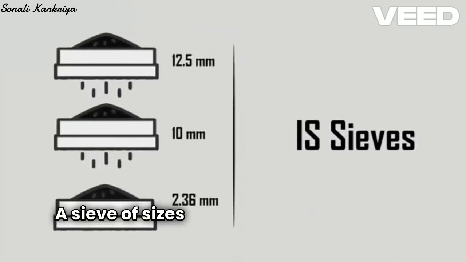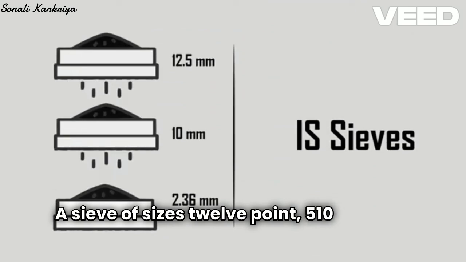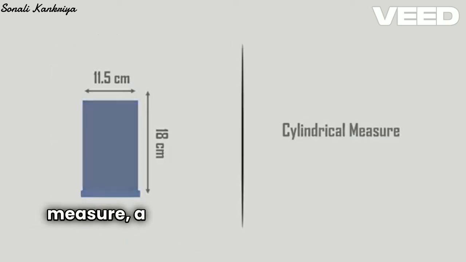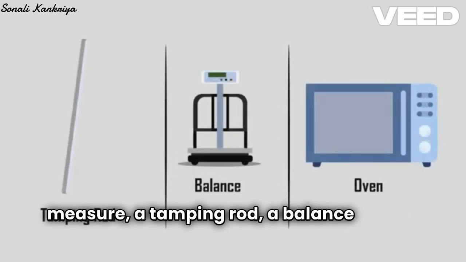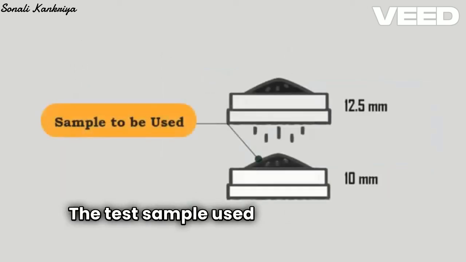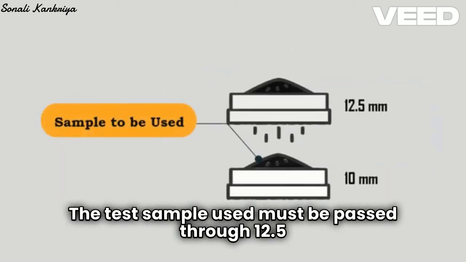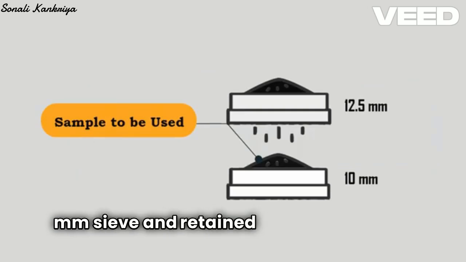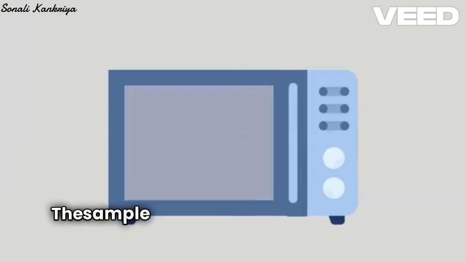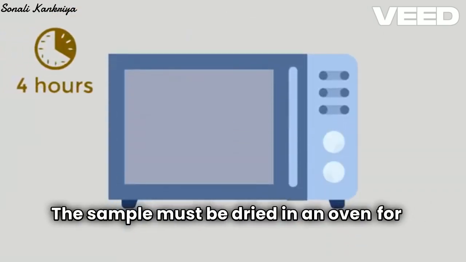A sieve of sizes 12.5, 10 and 2.36 mm. A cylindrical measure, a tamping rod, a balance, and an oven. The test sample used must be passed through 12.5 mm sieve and retained on a 10 mm sieve. The sample must be dried in an oven for 4 hours.